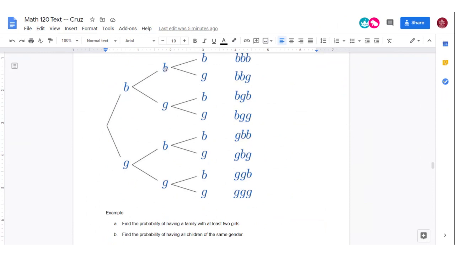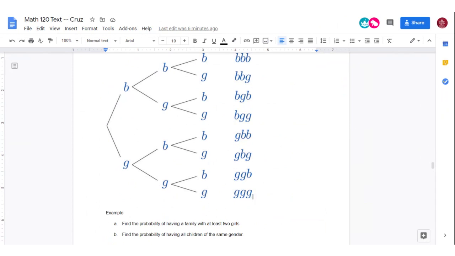So we branch off of that boy to where the third child is a boy or a girl. And you can see over here that they're listed out, what the sample space is. Boy, boy, boy; boy, boy, girl. Then first child boy, second child girl, third child boy: boy, girl, boy. For this one, it's boy, girl, girl. And then at the halfway point, they're all going to be the first child being a girl: girl, boy, boy; girl, boy, girl; girl, girl, boy; and girl, girl, girl.